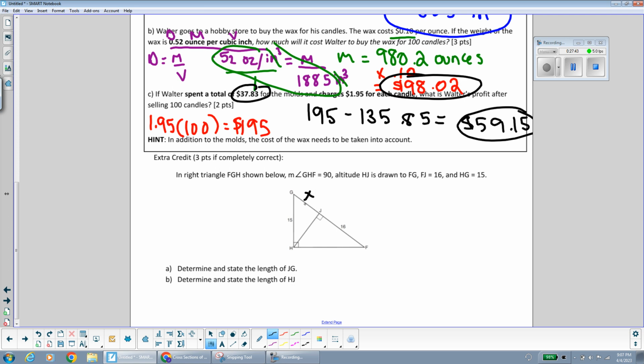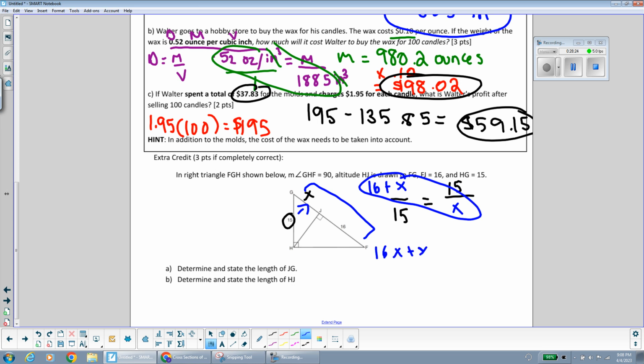JG is part of the hypotenuse. And I don't know anything about the altitude, and I'm not finding the altitude. But what I do have is this leg. So I'm going to use the leg rule. What the leg rule says is that the leg is the mean proportional. That means it gets written twice in your proportion so that it's cross multiplied by itself. And it's the mean proportional between the whole hypotenuse, which would be 16 plus x, and the part of the hypotenuse directly below the leg that you're using, which would be x in this case. Cross multiply. 16x plus x squared.